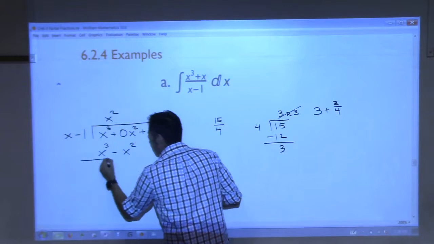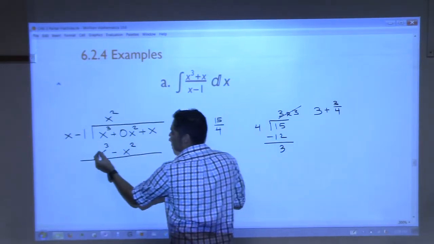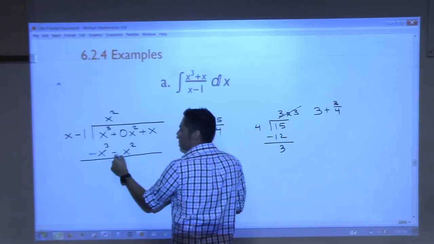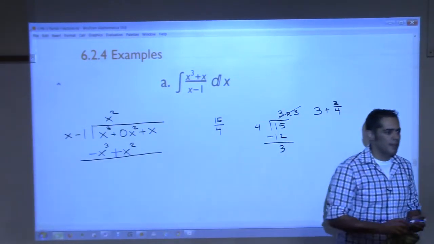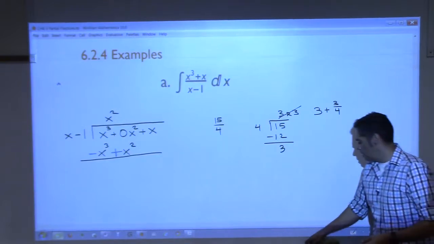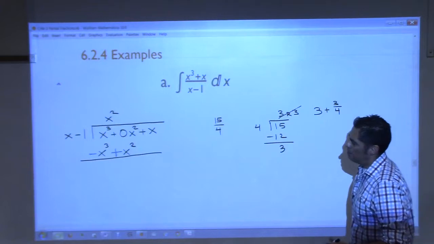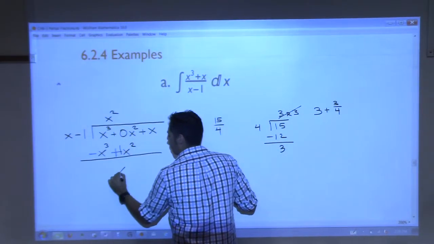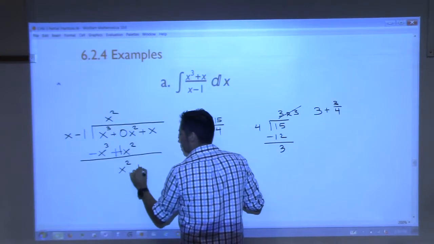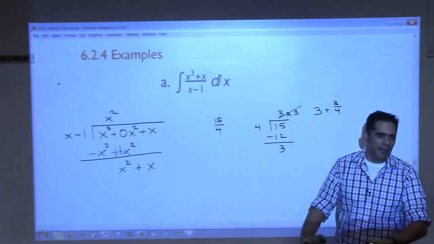Now I'm going to subtract. So I come in here, this becomes a minus, and this was a minus, so it becomes a plus. And now what I do is I add straight down and see what I get. My x cubes cancel. X squared, I have none of them, right? And I'm adding one of them, so I have x squared here. And then plus an x. This x comes down. And then we play the game again.